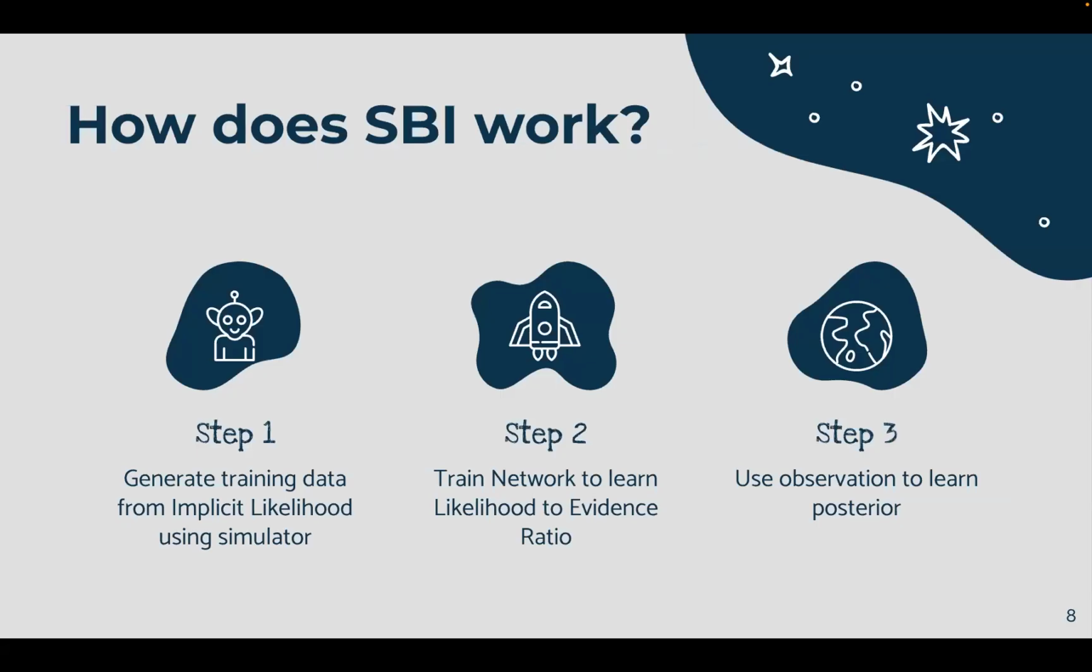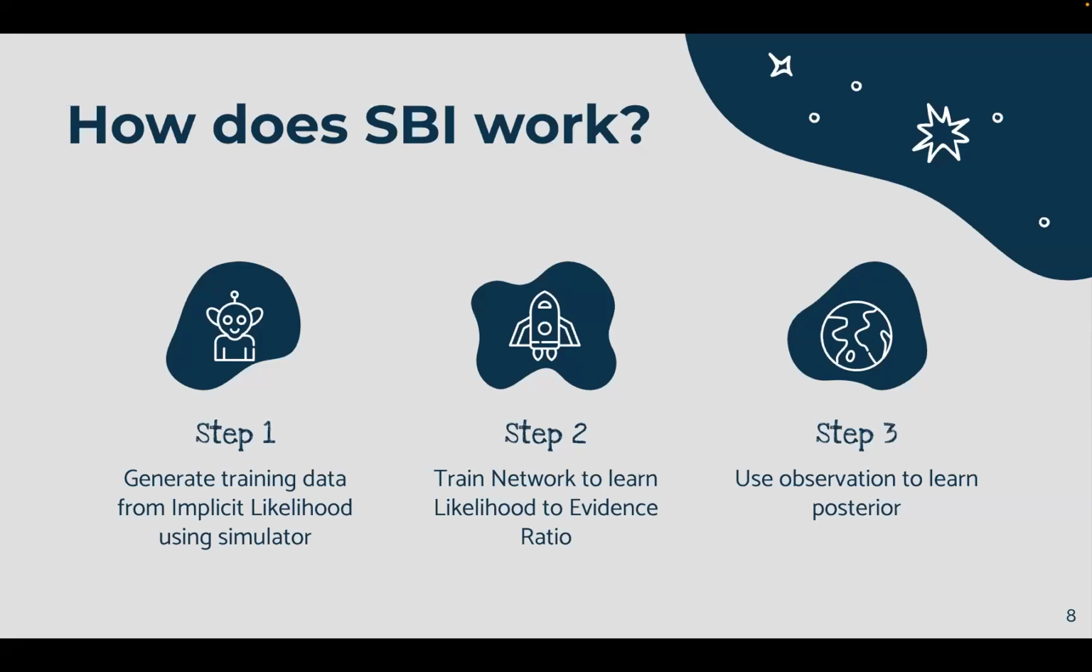So how does SBI work? For the first step, generating training data, we use physical models to generate data, and the parameters are sampled from the prior distribution, which theoretically covers a range of the parameters.